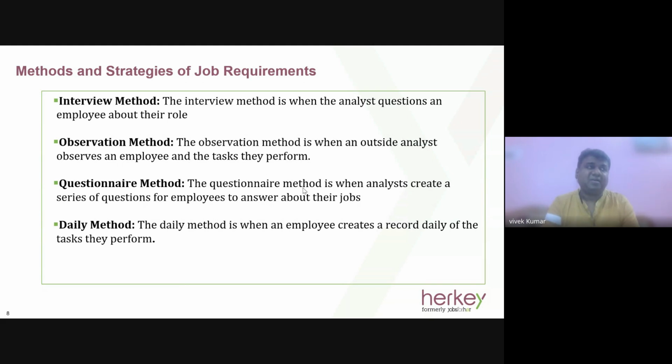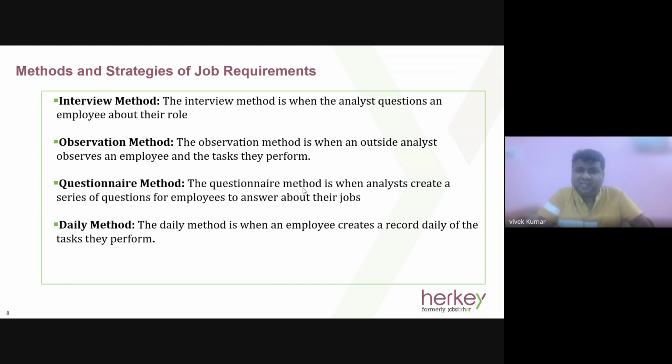Okay, so all those kinds of things can be created in a series of questions, and then the employee who is already handling that role can tell more about these, and based on that they will come up with their job requirements. And the fourth one is called the daily method. So the daily method is basically when the same employee who is in the position, and for which a new job role requirement is being created, or job is being offered, that person will create a record daily of the tasks they perform.